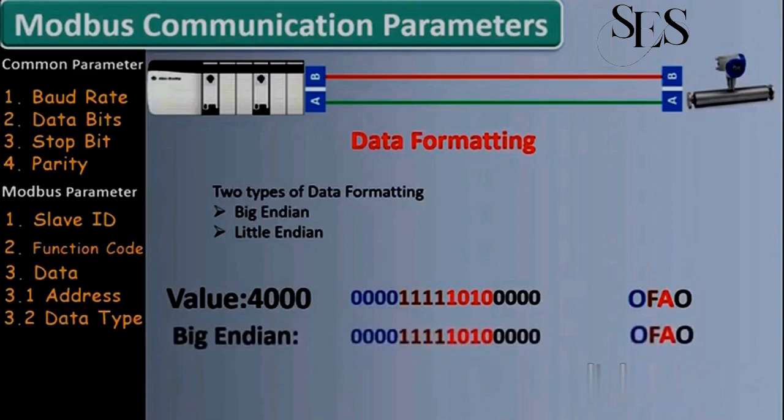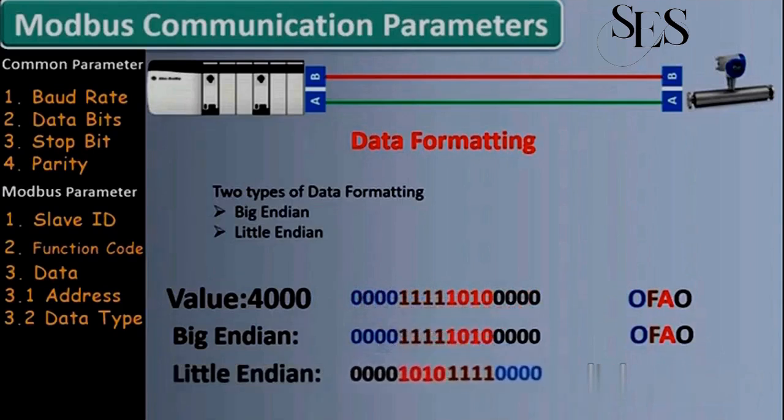In big endian data formatting, data is transferred as it is, meaning there is no shift of any byte in the data. But in little endian, the least significant byte comes first, as you are seeing in the animation. Similarly, you can see it for the hex value also. Intel and ARM use the little endian format. IBM or Motorola use the big endian data format.